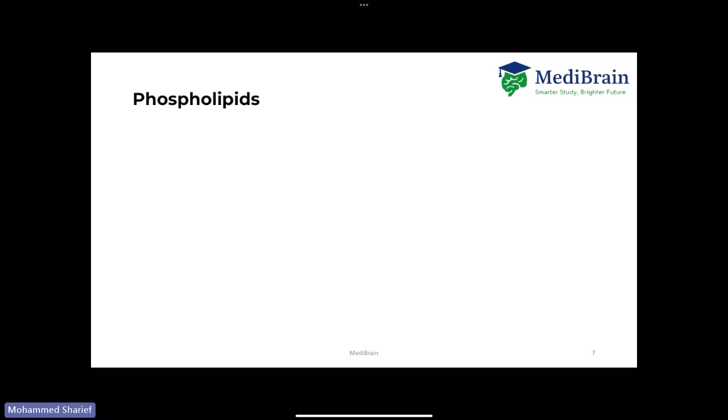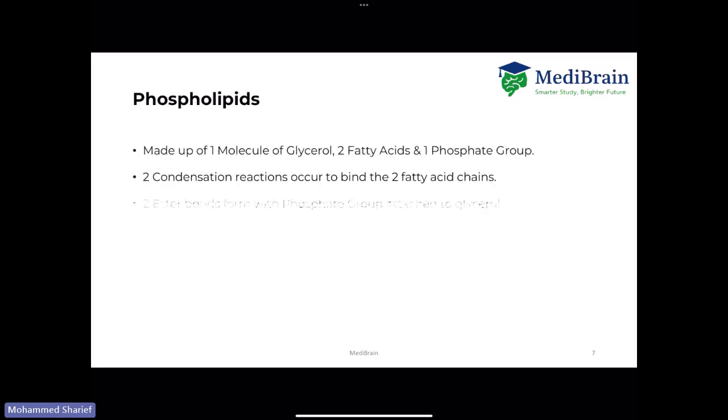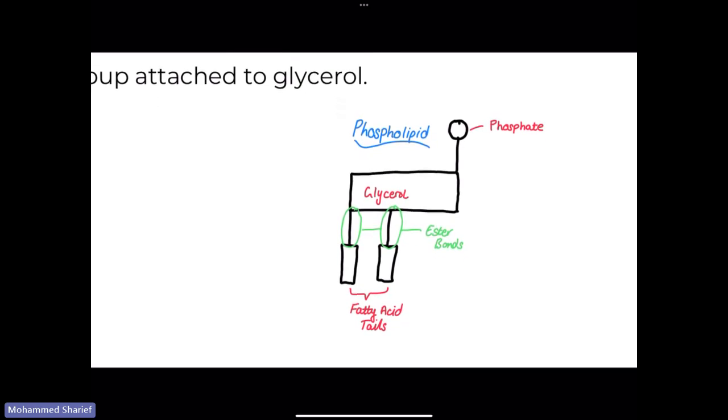Okay, now remember when I said that there are two categories of lipids, there are two groups of lipids. One is triglycerides and the other is phospholipids. Okay, now phospholipids are really important. They actually have a similar structure to triglycerides, which we're going to go through now. This is the structure of a phospholipid. Now you will realize some similarities and some differences within the structure. You have a glycerol, which is the exact same. You have ester bonds, which is the exact same, and you have fatty acid tails, which is the exact same.